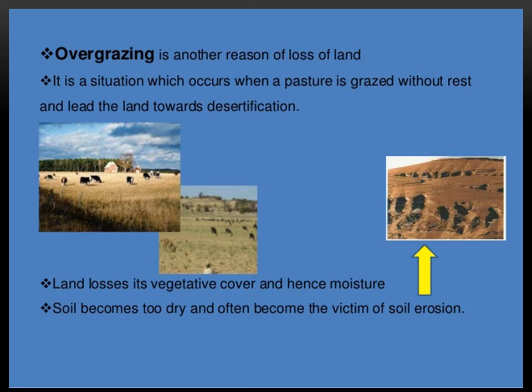The land becomes dry as it loses its vegetative cover and hence moisture. The soil becomes too dry for growing of pasture and is often subjected to soil erosion.